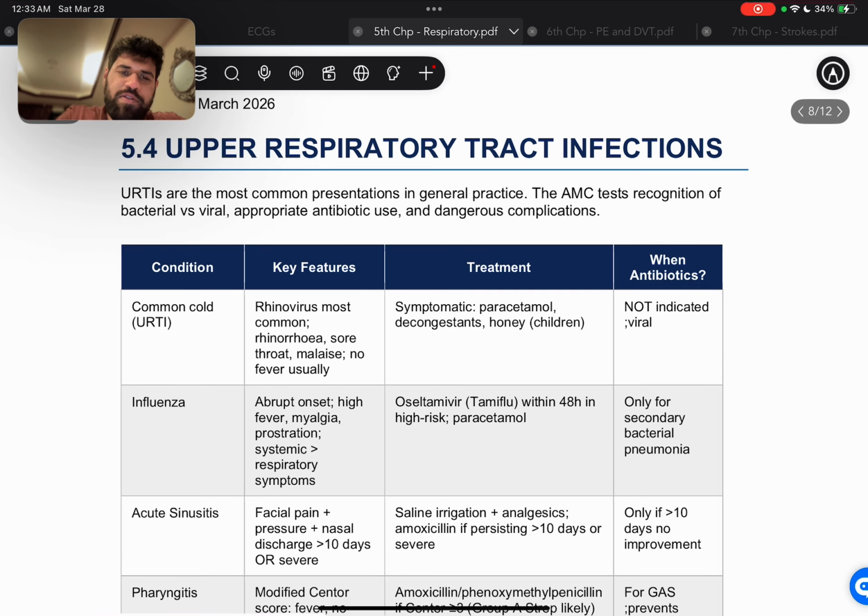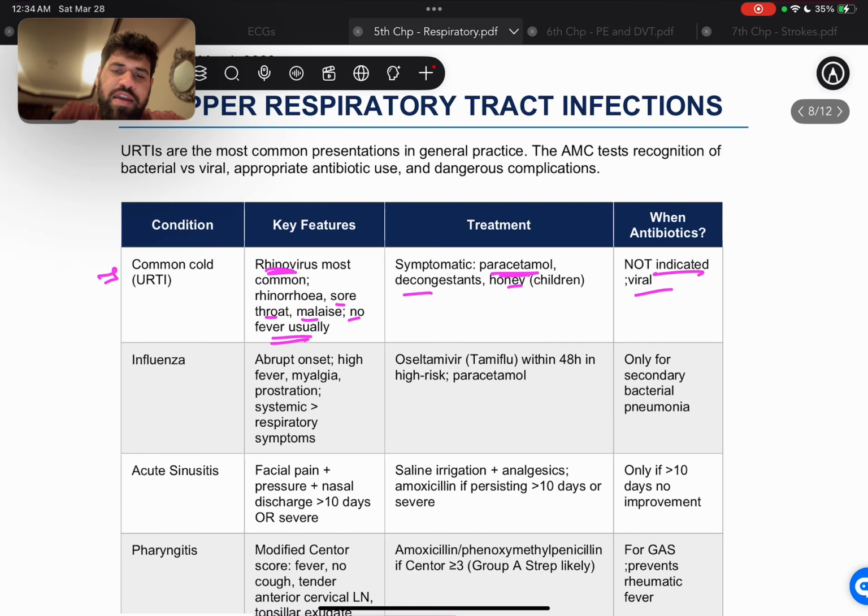So common cold is most commonly caused by rhinovirus. The symptoms are going to be sore throat, malaise, and usually no fever. Treatment is symptomatic: we give them paracetamol, decongestants, honey, and we don't give them antibiotics.